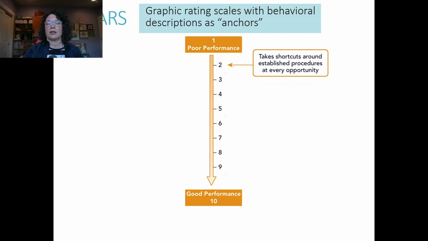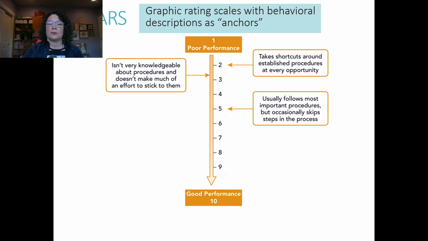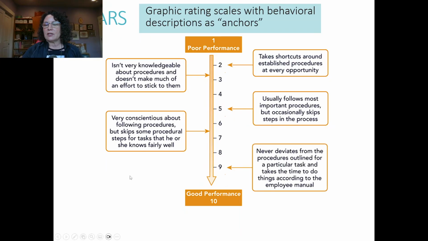So here we have: takes shortcuts around established procedures at every opportunity, isn't very knowledgeable about procedures and doesn't make much of an effort to stick to them, right? Usually follows most important procedures, but occasionally skips steps in the process. Very conscientious about following procedures, but skips some procedural steps for tasks that he or she knows fairly well. Never deviates from the procedures outlined for a particular task and takes the time to do things according to the employee manual. Obviously, this scale really values doing the procedure as you were instructed and sticking to the manual. If you do less than that, you're going to be towards the poorer performance. If you do exactly as that, you get the top scores.